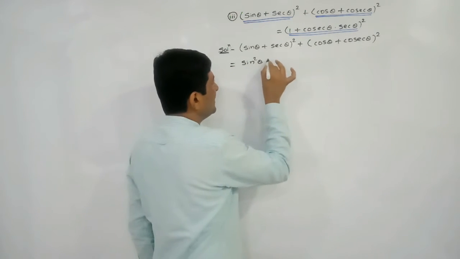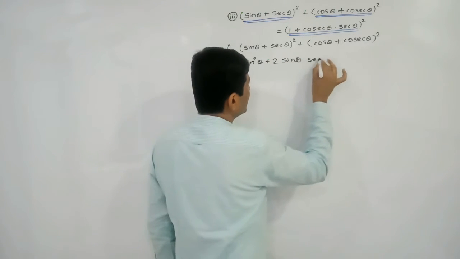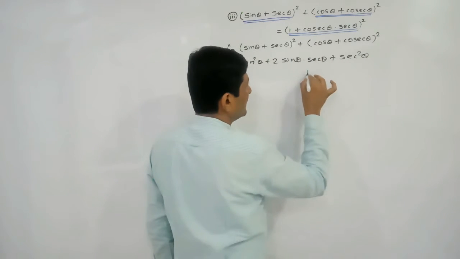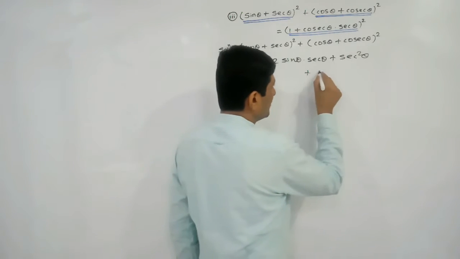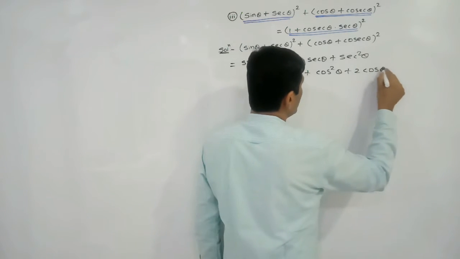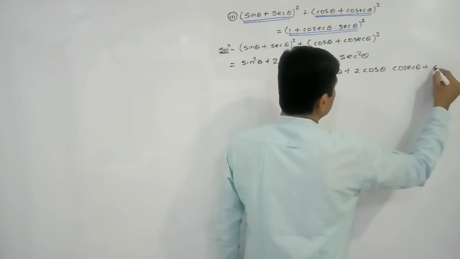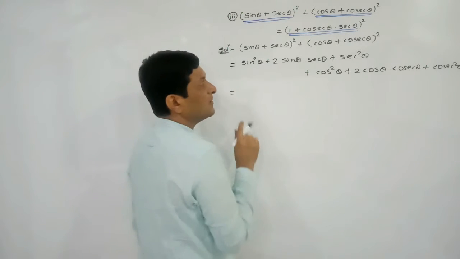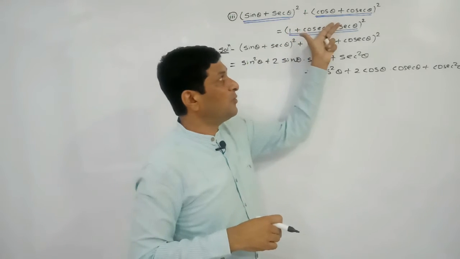So which is equal to, now a plus b whole bracket square means a square, which means sin square theta, plus 2ab, which means 2 sin theta into sec theta, plus b square. What will we get here? Sec square theta. Plus, now we are finding the expansion of this bracket using the same identity, a plus b whole bracket square. So here a square means cos square theta, plus 2ab means 2 cos theta into cosec theta, plus b square means what? Cosec square theta. So which is equal to, now if you observe, the right hand side is also in the form of a plus b whole bracket square.